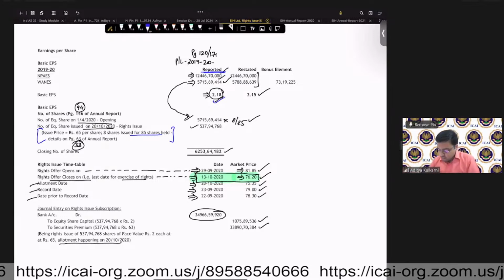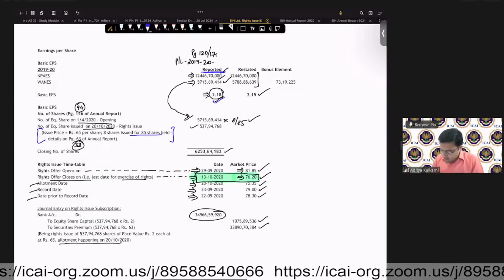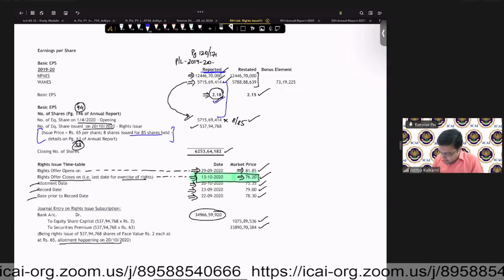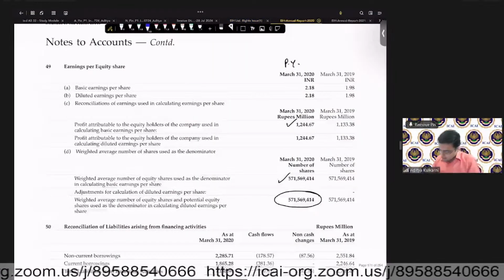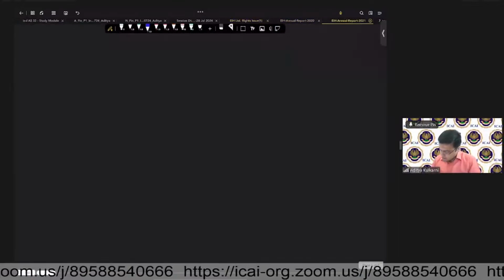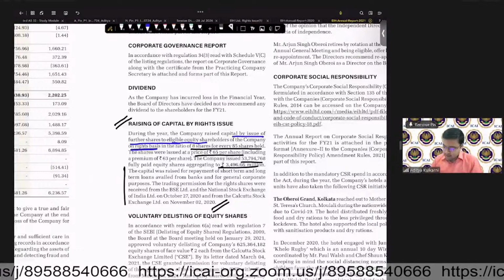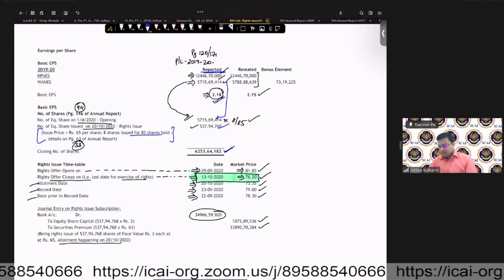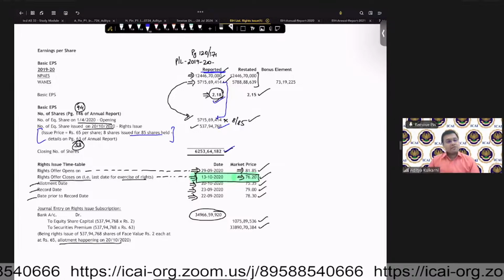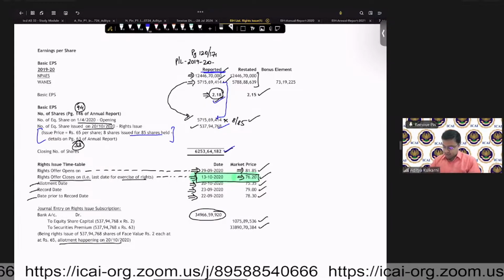Now we have how many shares? Opening is the same number. You can check. And how many right shares have I issued? You can check here in this particular note. 537,94,768. Are we okay with this? So the closing number of shares is 62,53,64,182. That is 62 crores, 53 lakh, 64,182.